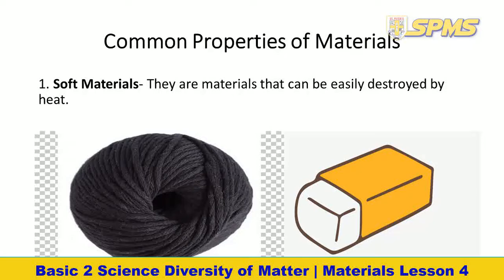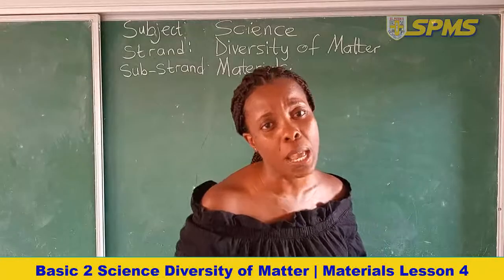Good. Some of them are soft. They are soft materials, so their property is what? Soft. You touch them and they are soft. They are easy for you to touch. You can hold them. So they are materials that can be easily destroyed by heat. So those soft materials, you don't allow heat to get closer to them.